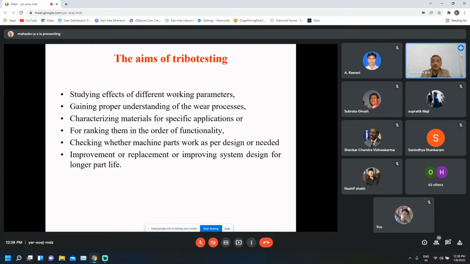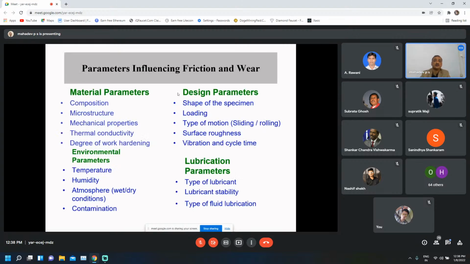So we can gain a proper understanding of the wear processes, what kind of dominant wear mechanisms are operating at different wearing conditions. So we can characterize a material for the particular type of application where it can find its end use, rank materials in order of functionality, check whether the machine parts work as per the design or as per our need, and make improvements or replacements or improve system design for longer part life. Fine. So these are the aims of tribo testing.